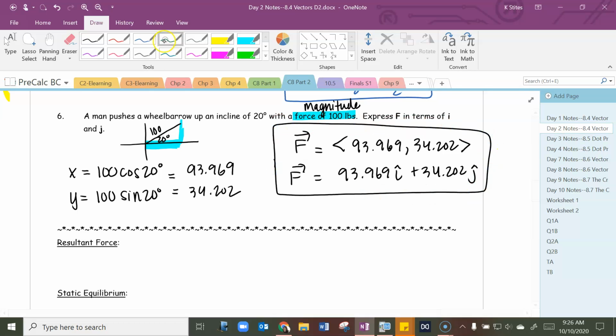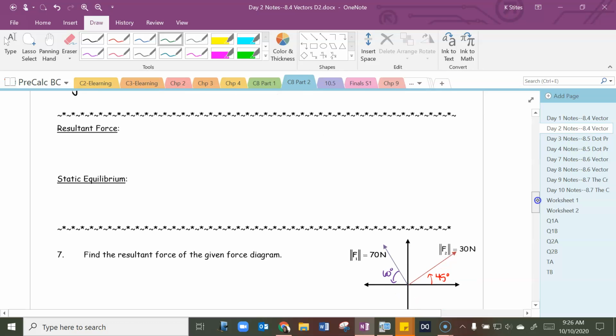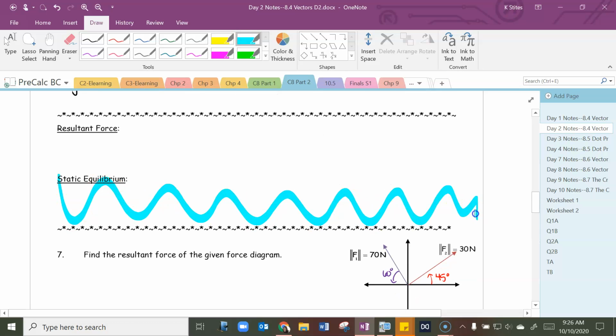There you go. All right, so the last thing we're going to talk about today is resultant force. We are not going to worry about static equilibrium today. So what is resultant force? Well, it's when we have combined forces acting on an object.